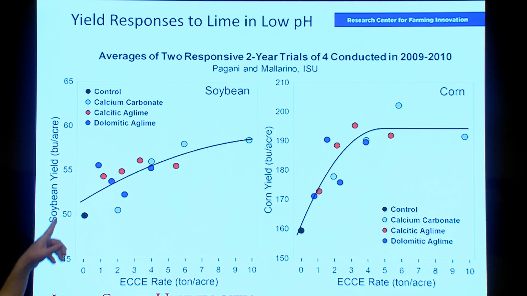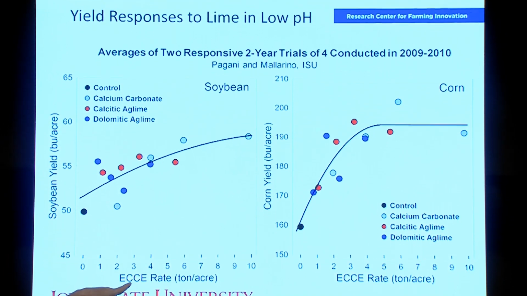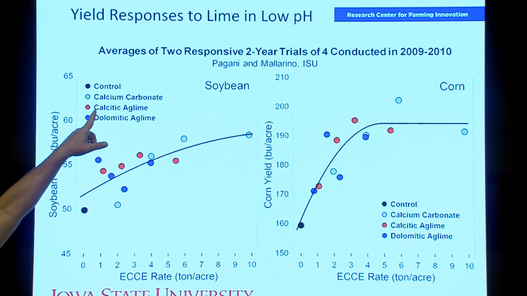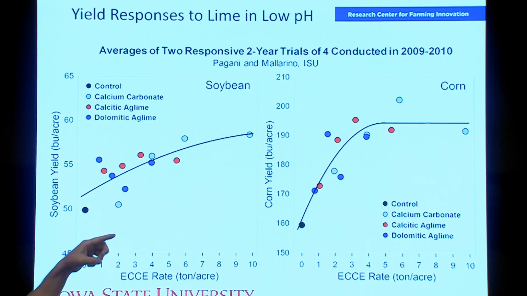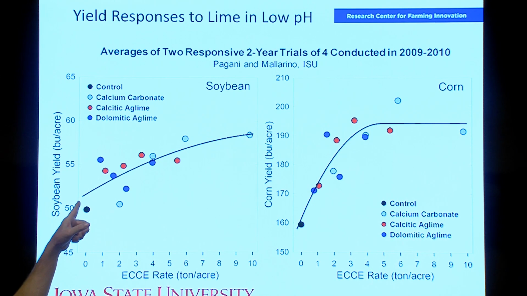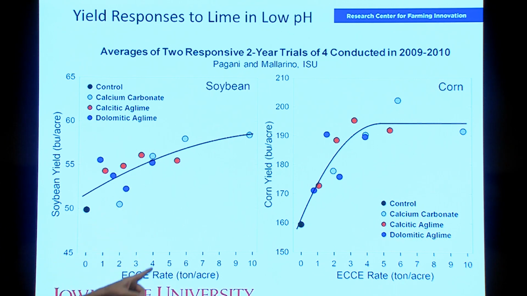This is the yield response for soybeans according to the effective calcium carbonate rate or lime rate. And they have different types of lime in here. I just want you to ignore those, but look at the response line here. In a low pH soil, we're going from 52 to almost 56. So we're seeing about a 4 to 6 bushel yield advantage in soybeans just due to liming.